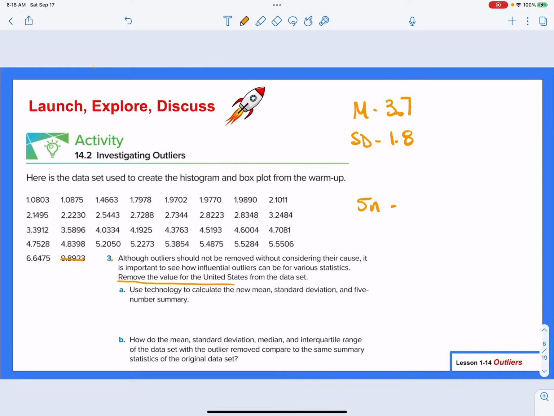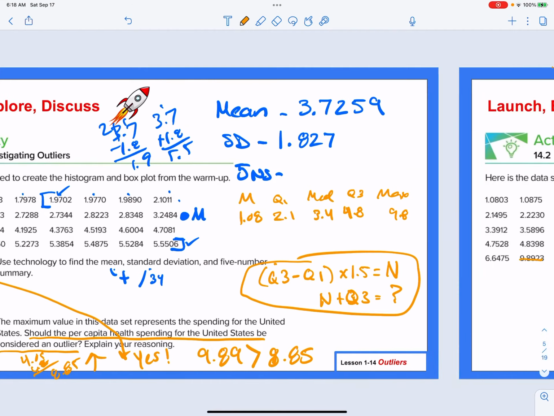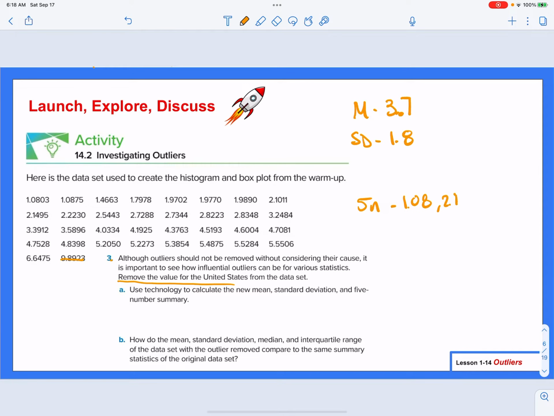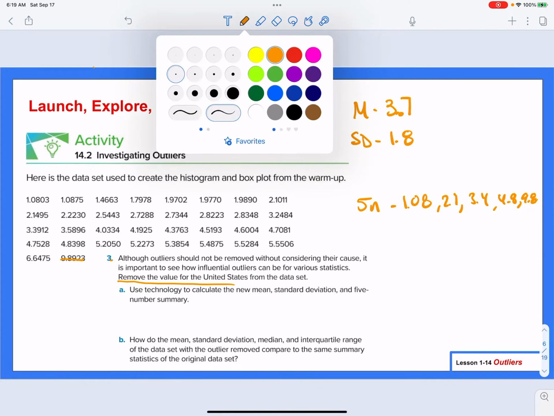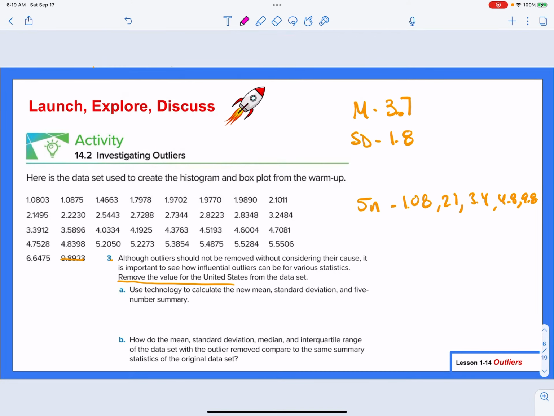And for our 5-number summary, we were looking at 1.08, 2.1, 3.4, 4.8, and 9.8. I think I'm going to run out of room here. So let's change colors real quick and figure out the new mean, standard deviation, and 5-number summary if we don't include the United States.